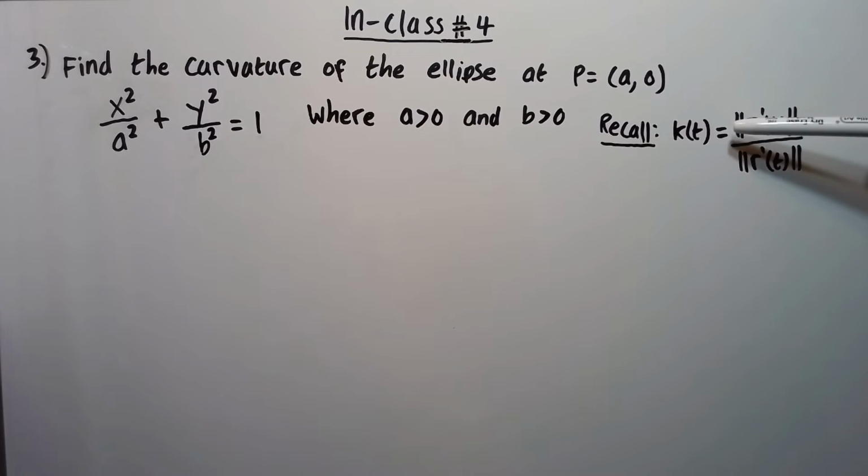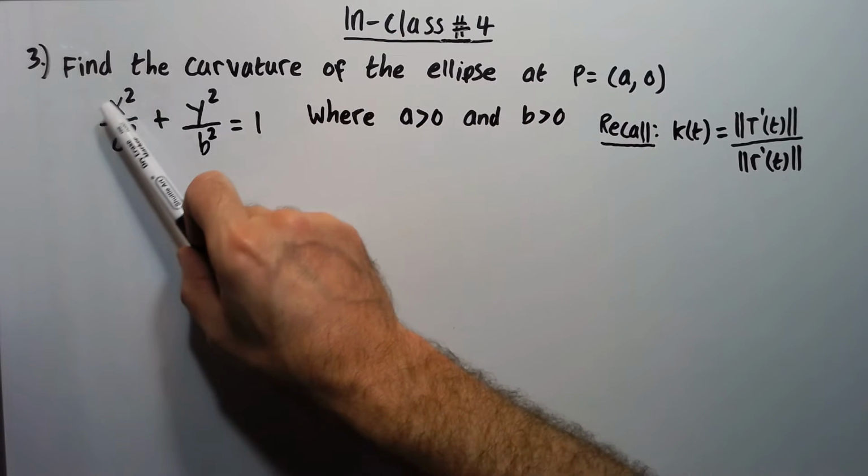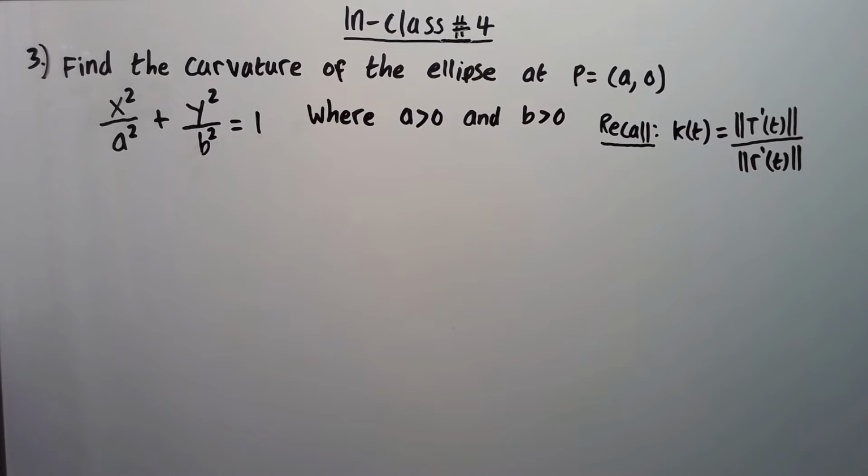So here's our curvature formula here. It is the magnitude of capital T prime over the magnitude of r prime. But notice here we're not given r, so we have to make r for this example. So let's make some observations.